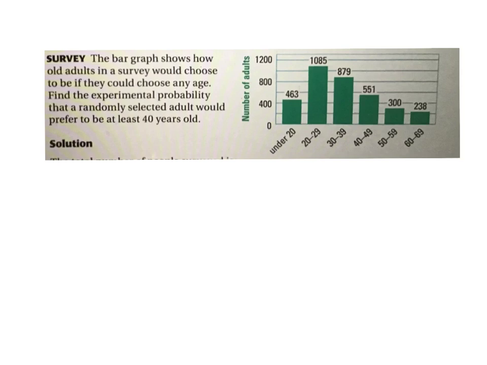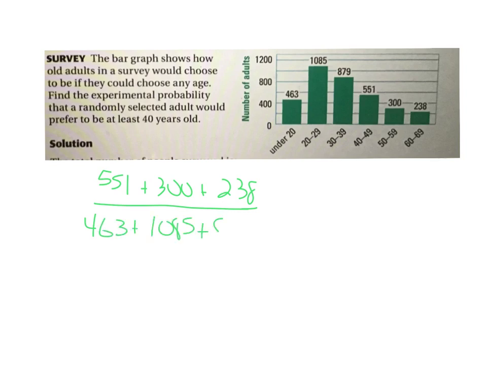Okay, the bar graph shows how old adults in a survey would choose to be if they could choose any age. Find the experimental probability that a randomly selected adult would prefer to be at least 40 years old. Okay, so at least 40 means 40 or above. So here's the number of people who are above 40. There are 551 plus 300 plus 238. All those people are shown over 40. Now, the other thing you have to have is the total number altogether. So for the denominator, we're going to do 463, 1,085, 879, 550, the total number, just adding all the numbers up in that table, total number of people. So that's going to be my probability that they would choose at least 40.